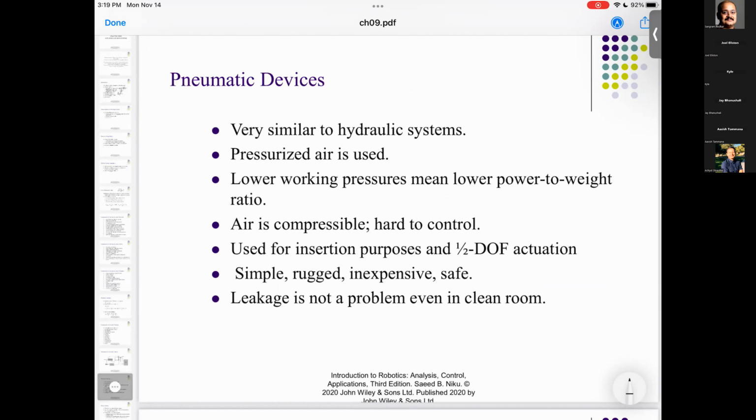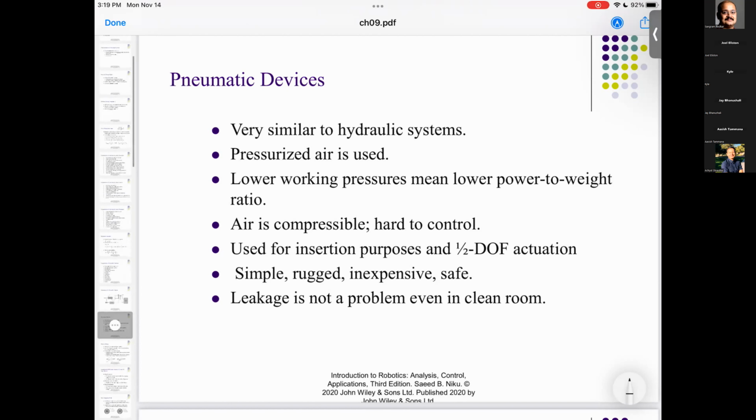Pneumatic devices are similar to hydraulic systems, but you use a pressurized gas system. The only problem with pneumatic systems is that in hydraulic systems the hydraulic fluid is incompressible. On the other hand, in the pneumatic system air is compressible. So you have to account for compressibility effects. You have lower working pressures, and control is hard, but leakage is not a problem because at the end of the day, if it leaks, it's just air. It's inexpensive, it's safe, and it can be used for compliant actuation.